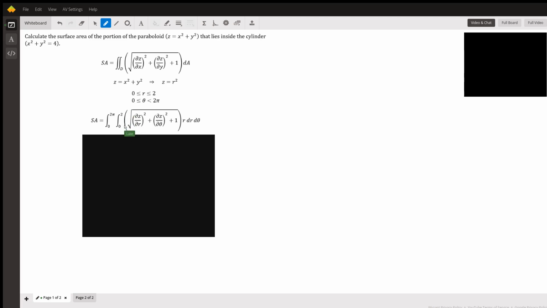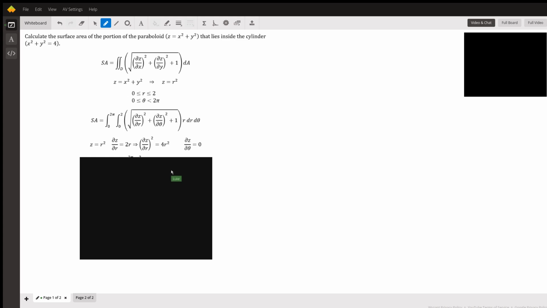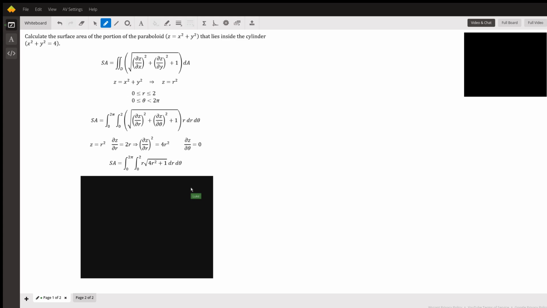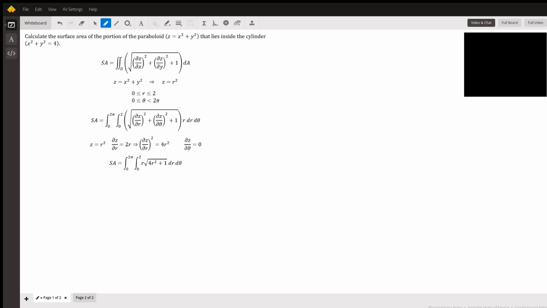Anyway, so we get that partial z partial r squared plus partial z partial theta squared plus 1, square rooted, r dr d theta. So we go ahead and find that the function, as a function of r and theta, only depends on r. So we do partial z partial r, and we get 2r. We square that quantity, and we get 4r squared, and partial z partial theta is 0. So our integral is now actually from 0 to 2 for r of r square root 4r squared plus 1 dr, and then d theta is from 0 to 2 pi.